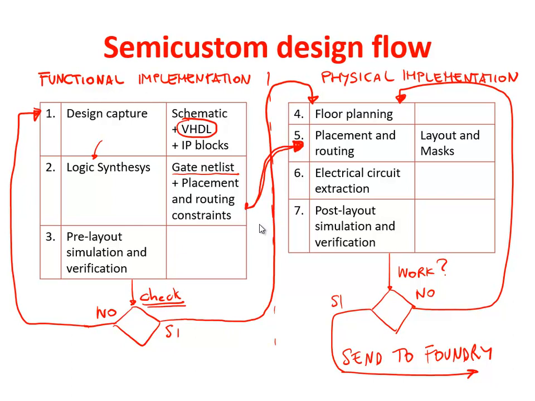And then there is the phase of placement and routing, in which the logic gates are individually placed and interconnected. And it is in this phase that I need to verify the placement and routing constraints. So the placement and routing needs to be done by taking into account the constraints from the previous phase, because those constraints are needed in order to ensure the timing constraints of the circuit.